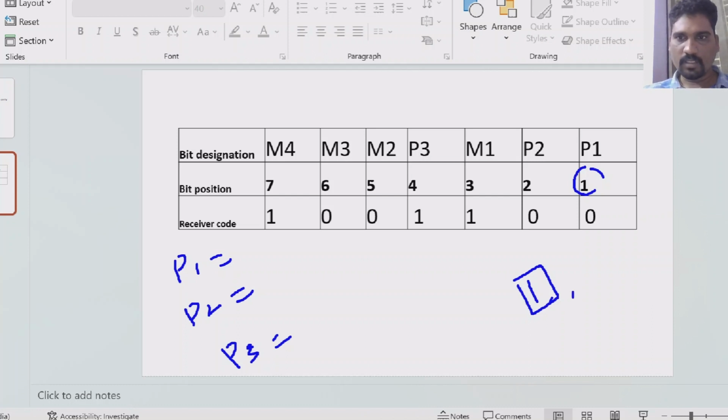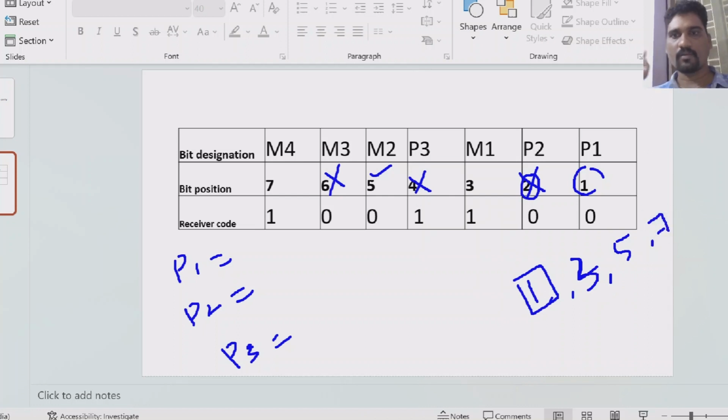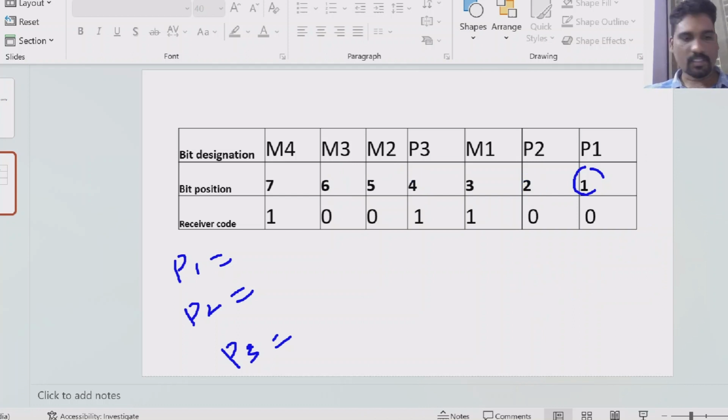Next, we need to skip this location. 1 bit we consider, 1 bit we skip, which means this bit we have to skip. So what is the next location we have to consider? Not the second, we skip the second and consider the third location. After the third location, the next 1 bit should be skipped. Now we consider the fifth location, then we skip, then we consider the seventh location. Let me repeat one more time so that you understand clearly. For finding P1, in which location do we have P1? The first location we have P1.